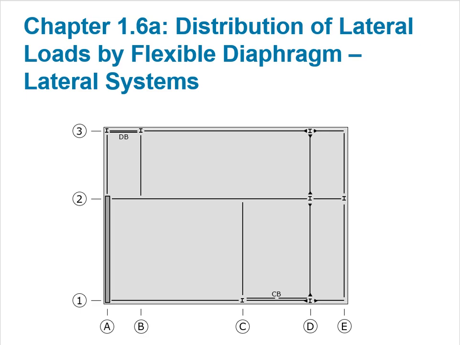Something important to know is that not all column lines are lateral load resisting. We typically need fewer elements to carry lateral load than to carry gravity load. So to perform analysis, we need to identify which of the column lines are lateral load resisting. Fortunately, there are only 3 types of lateral load resisting elements.